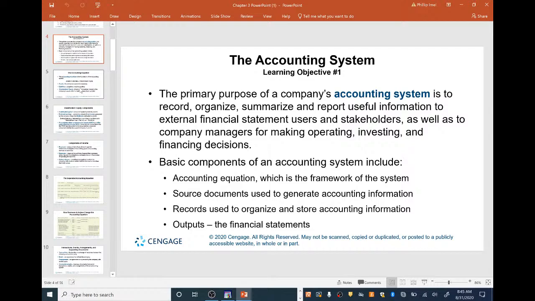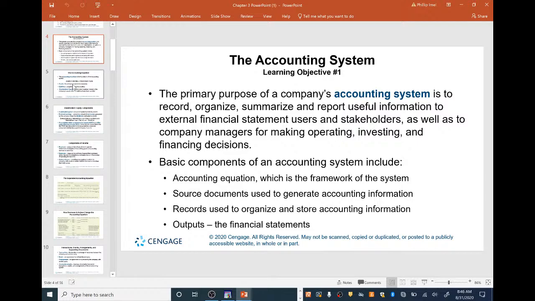So accounting system is very useful. Really saves companies a lot of time and money. Basic components of an accounting system are going to include the accounting equation. Now, the accounting equation is actually going to be the framework or the backbone of this system, okay? So that's going to be the framework of the system, that accounting equation. Remember, assets equals liabilities plus equities.